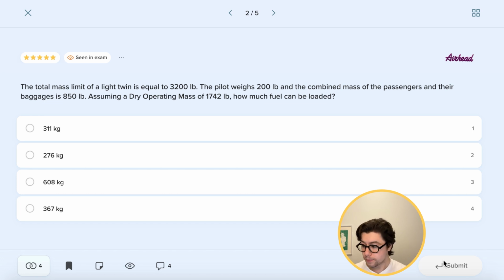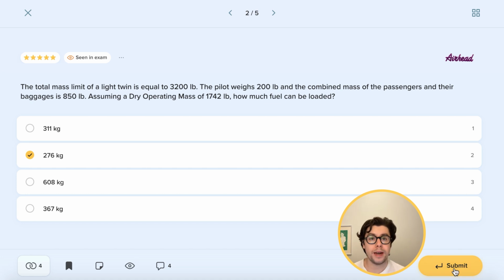the dry operating mass of 1,742, and this gives us 2,592 pounds. So now if we subtract this from our total mass limit of the aircraft, what we will get is 608 pounds. So if we divide it by 2.2, we'll get our mass in kilograms, which is in this case 276.4. The closest answer, of course, 276 kilograms.